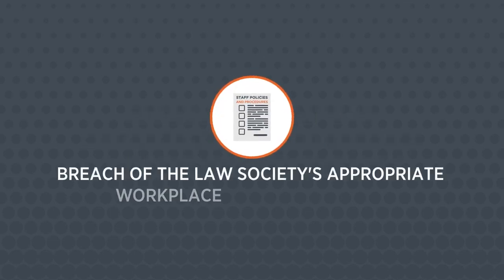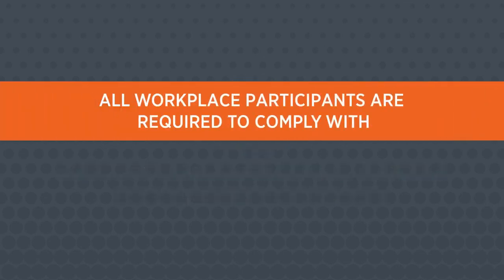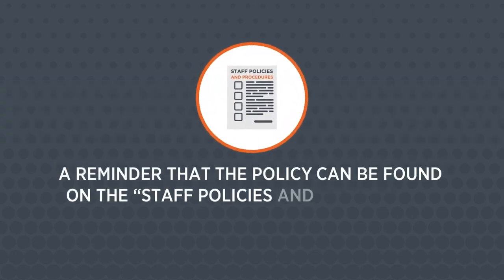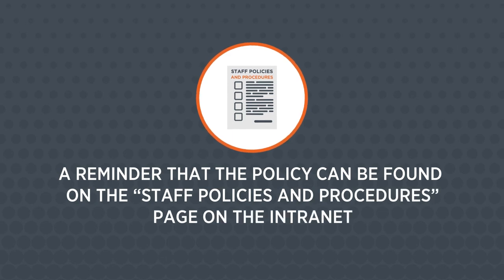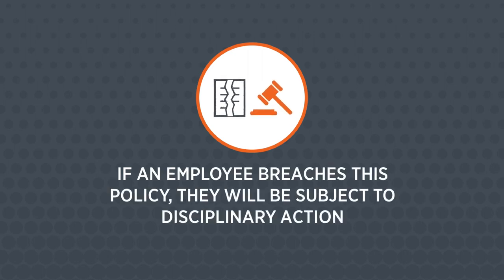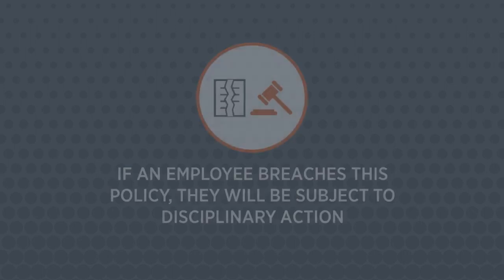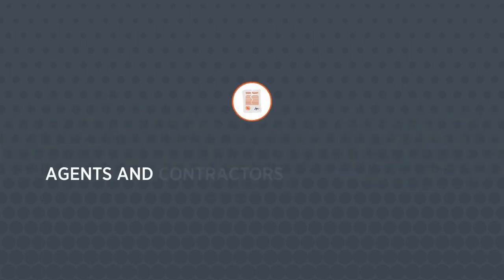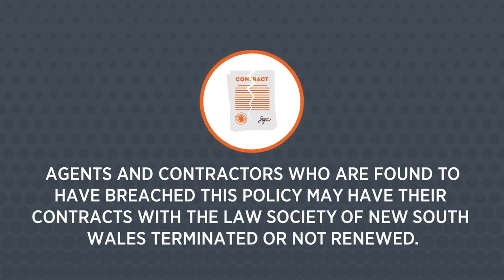Breach of the Law Society's appropriate workplace behaviour policy. All workplace participants are required to comply with the Law Society's appropriate workplace behaviour policy at all times. A reminder that the policy can be found on the Staff Policies and Procedures page on the intranet. If an employee breaches this policy, they will be subject to disciplinary action. In serious cases, this may include termination of employment. Agents and contractors who are found to have breached this policy may have their contracts with the Law Society of New South Wales terminated or not renewed.